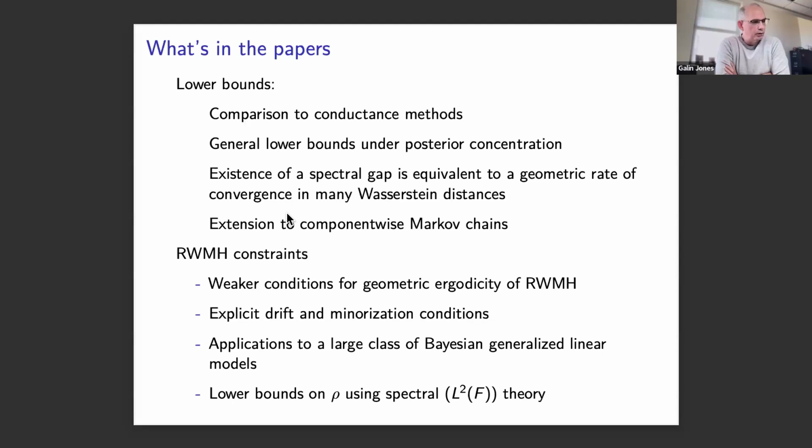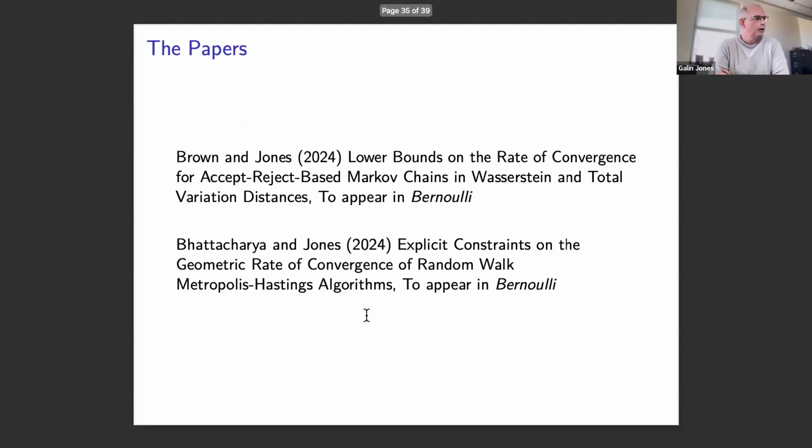We give applications to a large class of Bayesian generalized linear models. And in that case, we develop alternative lower bounds on the geometric rate of convergence using L2 theory. That's it for me. I'll stop with the citations for these two papers, which are both going to appear in Bernoulli, hopefully very soon.